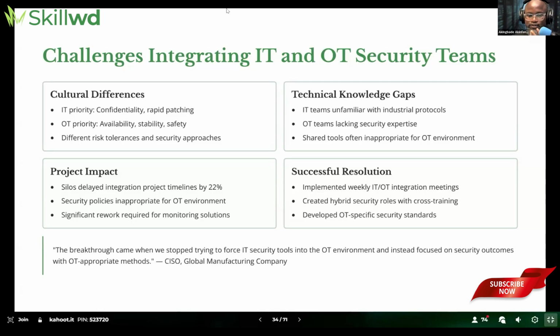Then successful resolution: make sure you have integration meetings with your IT and OT teams, especially to get everybody ready in case there's an incident, so people can respond appropriately.